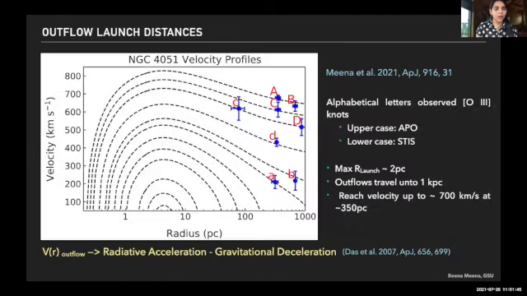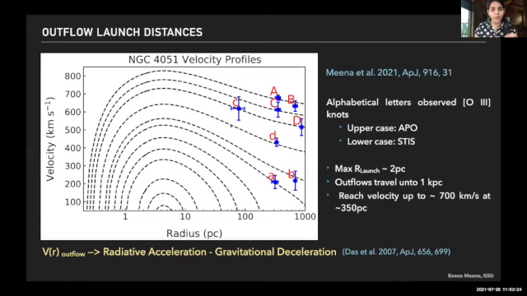Now, once we have the radial mass distribution, we can derive the velocity profiles of the outflowing gas using an analytical model that is based on acceleration due to AGN radiation pressure and gravitational deceleration due to the mass in the host galaxy. So in this plot, the x-axis shows the distance from the nucleus, and the y-axis shows the velocities of the outflowing gas. These curves show the trajectories of the outflows in NGC 4051.